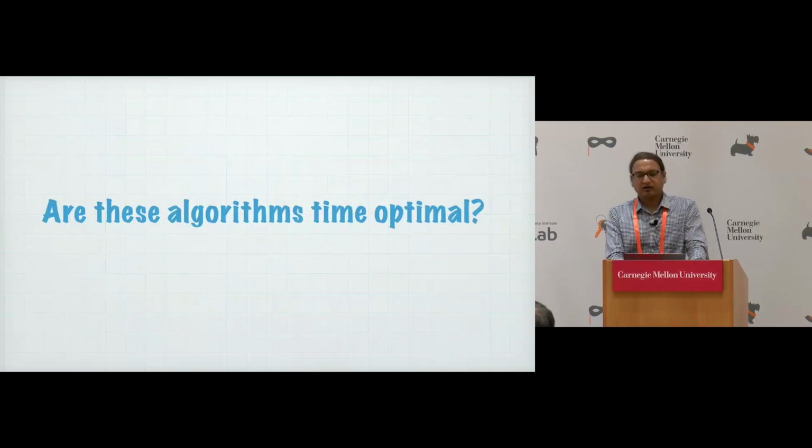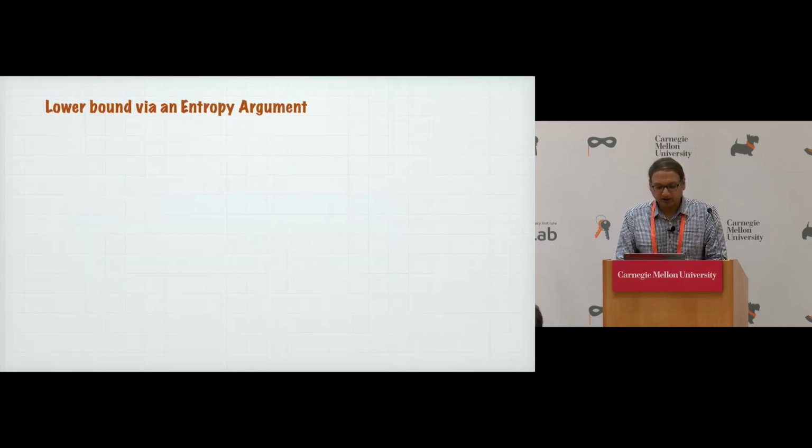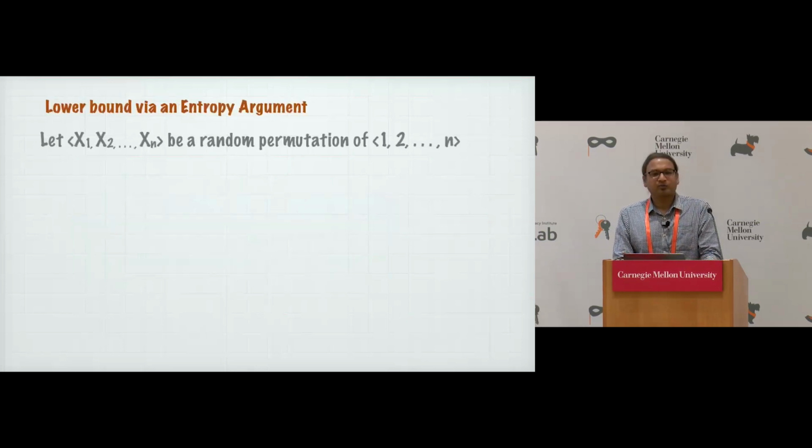So in this work, are these algorithms time optimal? We prove that for maximum matching, n log n is the best you can do in the comparison model. There's no algorithm that can get rid of the sorting step or any n log n time. So n log n time is required for maximum matching. Let me give you a quick argument for that.